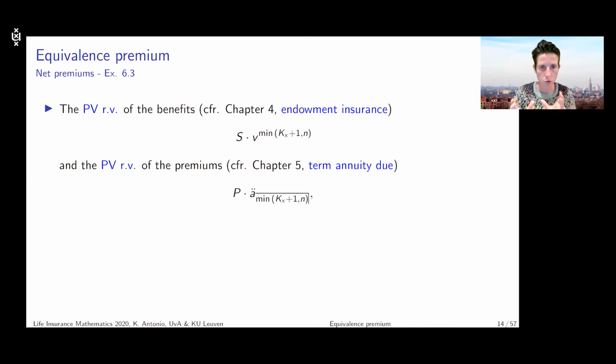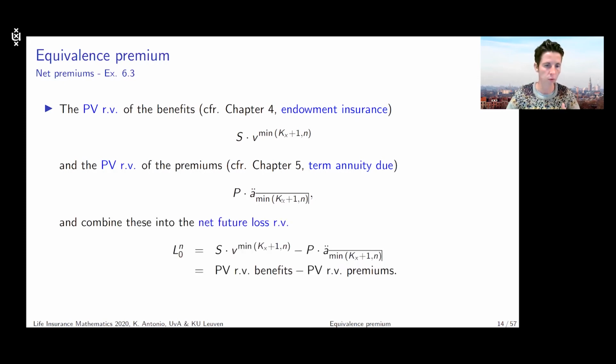So what we now want to do is use these two ingredients to write down the loss random variable at the present moment. So the loss random variable at the present moment, L0, there are no expenses to be taken into account here. We look at the future loss and we value this future loss at time 0. So we say what goes out minus what comes in. And this is expressed as a random variable because the Kx random variable is in my expression. So this is the present value random variable of the benefits minus the present value random variable of the premiums.